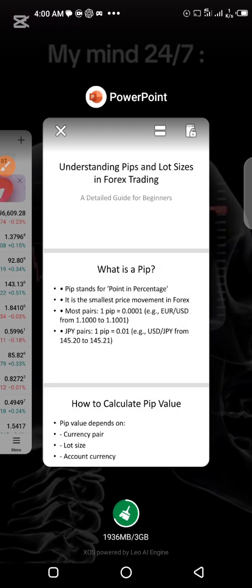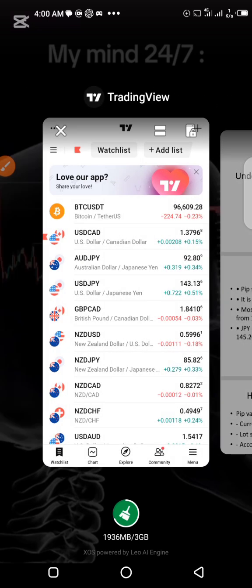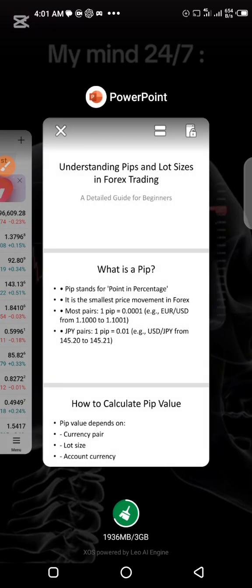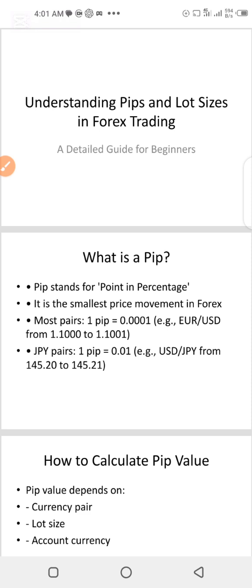Today we're going to be looking at how to calculate your pip size, to understand what you are risking in the market and what you are going to be getting, what we call the risk to reward. We will not be looking at all that right now. Quickly, we'll look at the theory part before we move into the practical part. So now let's get into the topic.